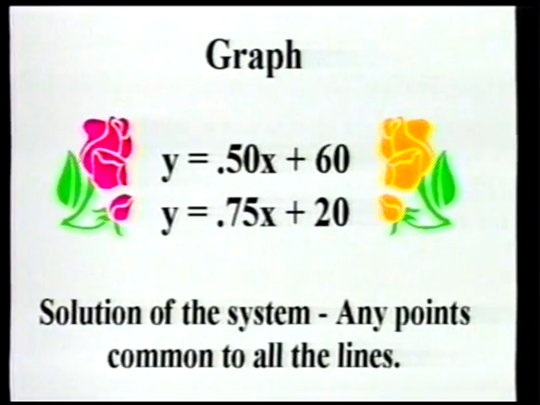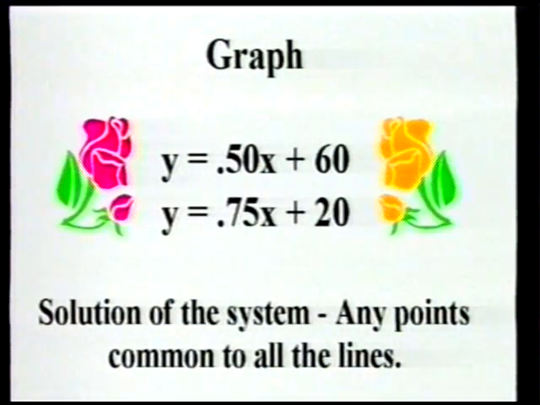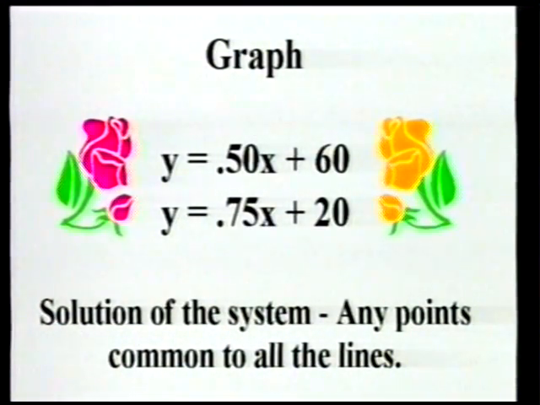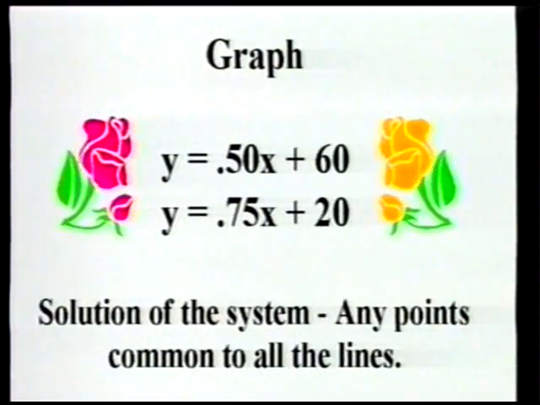The functions that we're dealing with, y equals 0.5x plus 60 and y equals 0.75x plus 20, in our system will produce a solution where there's only one common point. The solution of our system will be any point common to both lines.